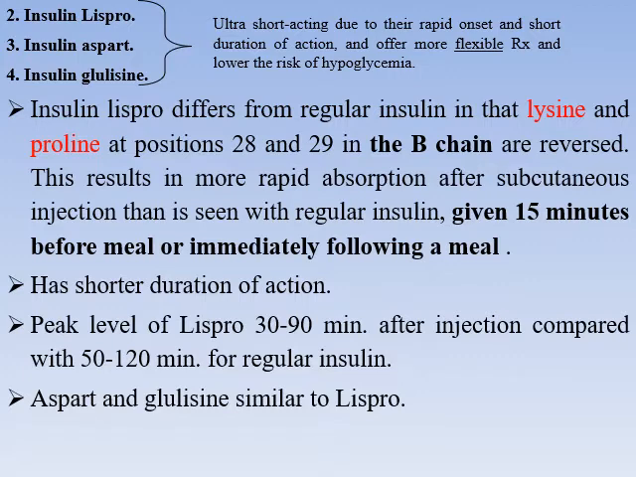They are given 15 minutes before the meal or immediately after a meal. Again, shorter duration of action, more rapid onset, rapidly absorbed after subcutaneous injection. The peak level of lispro is within 30 to 90 minutes, if you compare it with that of regular insulin with 50 to 120 minutes. Aspart and glulisine have similar pharmacokinetic and pharmacodynamic parameters to lispro.